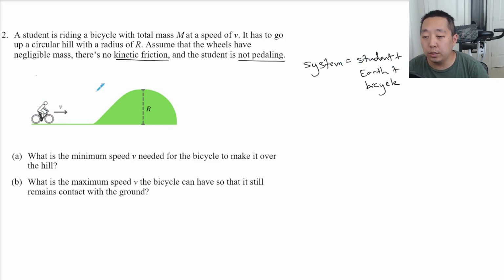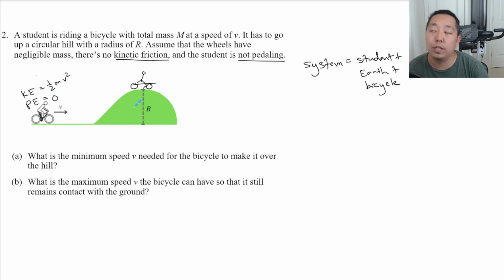So all we need to do is talk about what it would take for him to go up here, right? So we start down here, and we have some kinetic energy, right? We have no potential. So the kinetic energy is 1/2 mv squared. The potential energy, because we're including the Earth in the system, is 0.